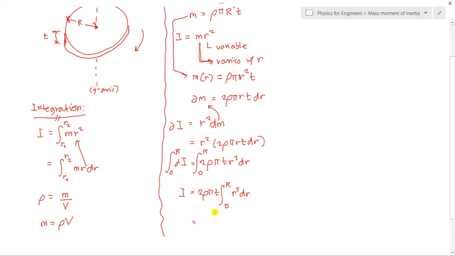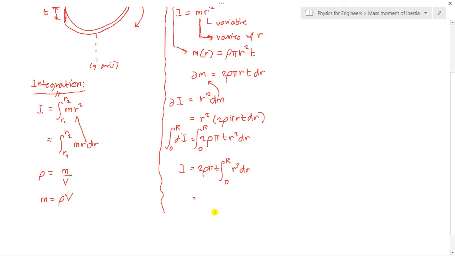Okay, Mr. Pagas, what is the integral of r cubed? Do you have an idea? What is the integral of r cubed?